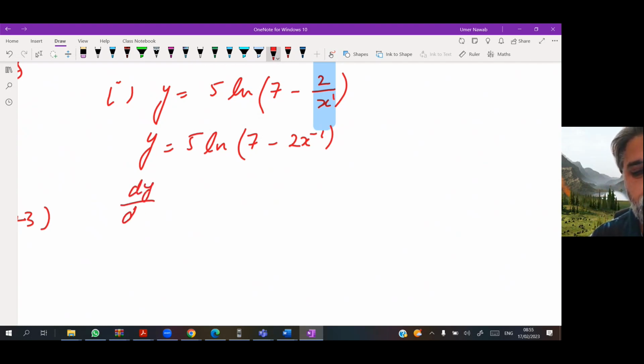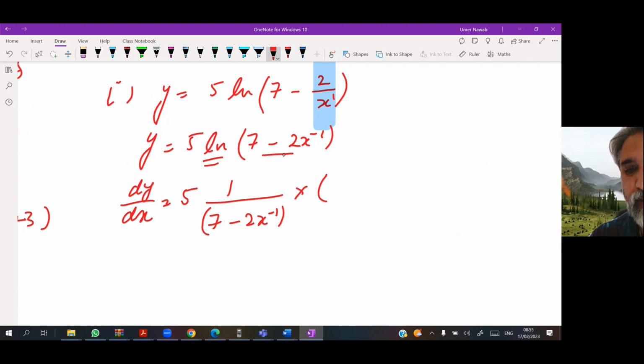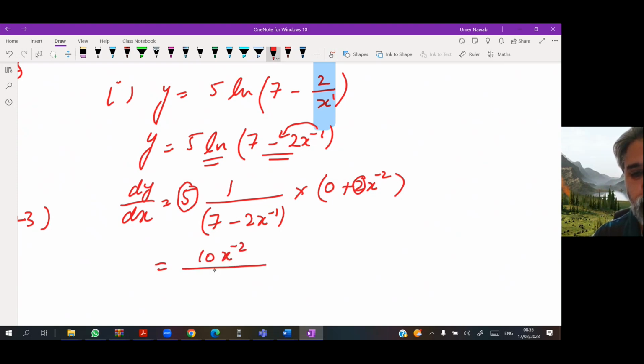dy by dx. Okay, 5 is a coefficient, stays. ln means I need to reciprocate: 1 over (7 minus 2 x raised to minus 1). Further derivative of 7 minus 2 x raised to minus 1: the derivative of 7 is 0. Minus 2, and this minus 1 comes back. So minus 2 times minus 1 is plus 2, and x raised to minus 2. So here you go. This 5 is going to multiply with 2. It gives you 10 x raised to minus 2 over (7 minus 2 x raised to minus 1). No need to do further simplification, and that's all with the I part.